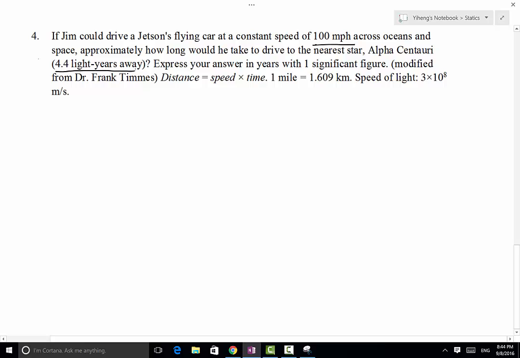So the formula is actually very simple. Distance equals speed times time, and we are given the distance, 4.4 light years. We are given the speed, which is 100 miles per hour. We need to find time. Therefore, the time is simply distance divided by speed.